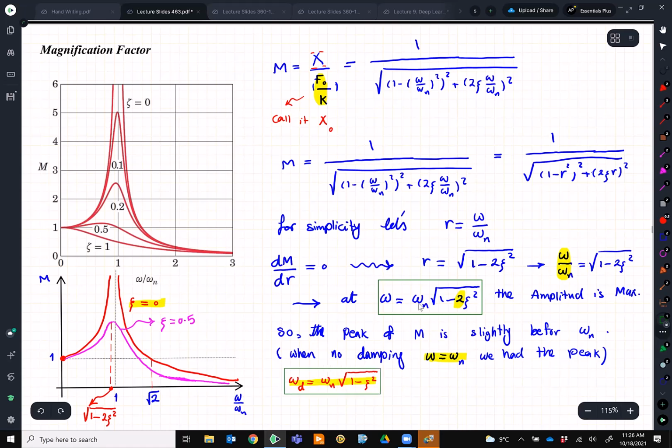When we have damping, the maximum happens a little below omega n. And what is that value? Square root of 1 minus 2 zeta squared. And what is the maximum value? If I substitute this one into M and do the math, I will get an ugly equation, but approximately M max is equal to 1 over 2 zeta.